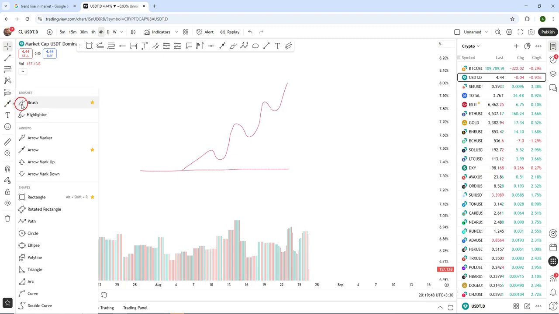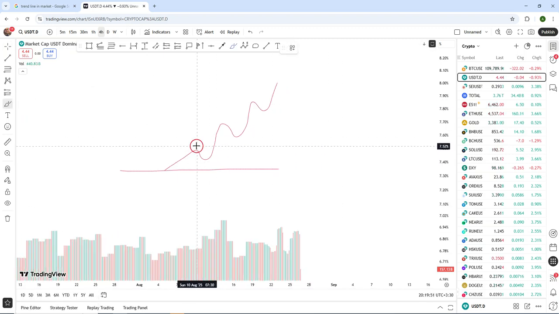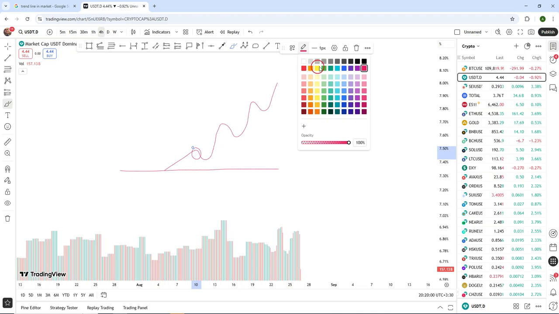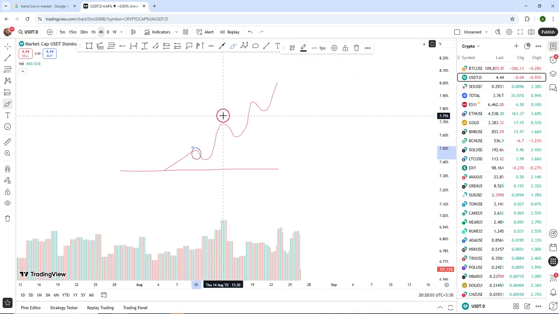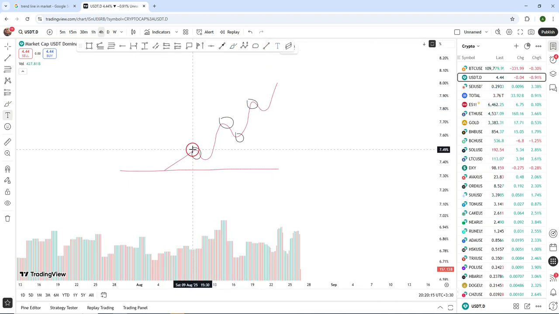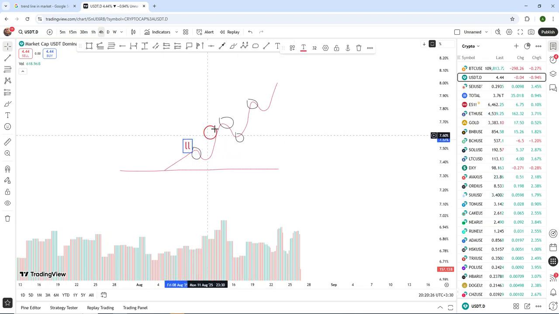Let me use, on this area we have something like, let me change the color. The black is good, yeah. This area, this area, this area. So as you can see, I call it lower low. Okay, this is lower low, and I should use this.